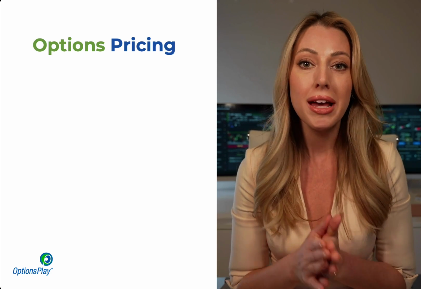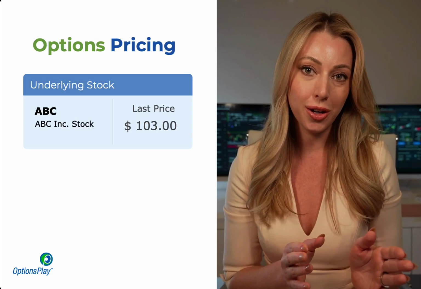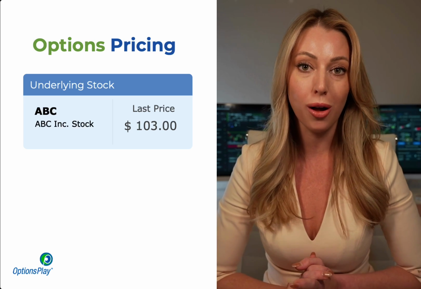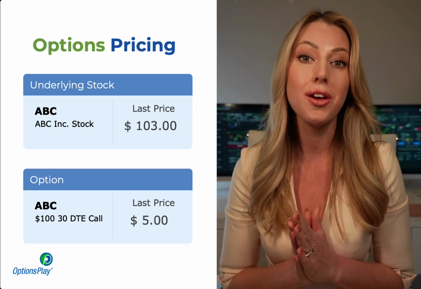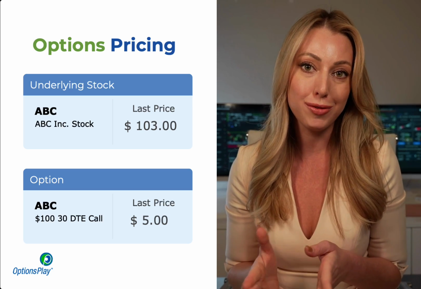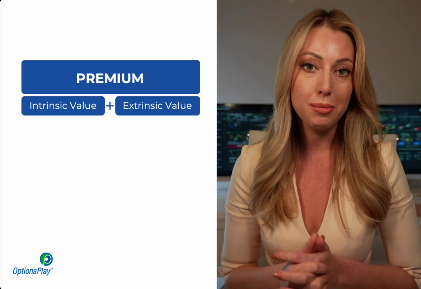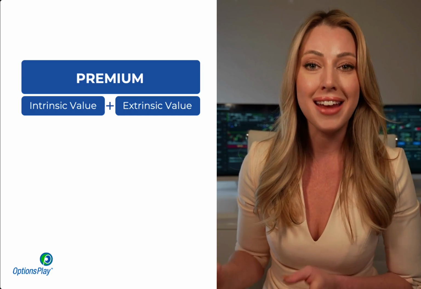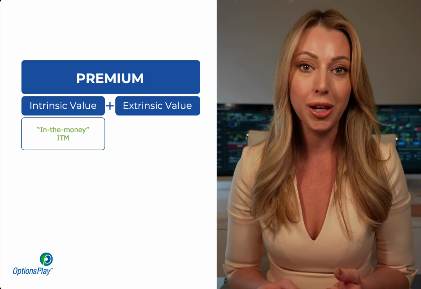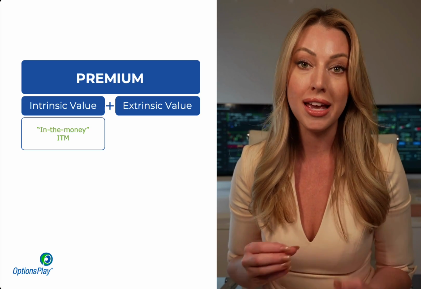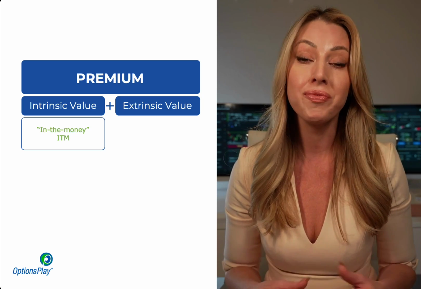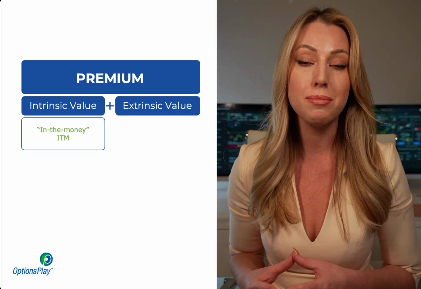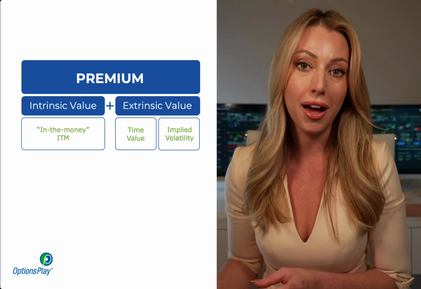Let's do a quick review of how an option is priced. In this example, we have the underlying security ABC trading at $103 per share, and we have an ABC 100 strike call that expires within 30 days, and that's trading at $5 per share. Well, an options premium is made up of intrinsic value and extrinsic value. Intrinsic value really means the executable value, or the in-the-money value of the option contract. And remember, that could even be zero. The extrinsic value component is made up of time value and implied volatility.